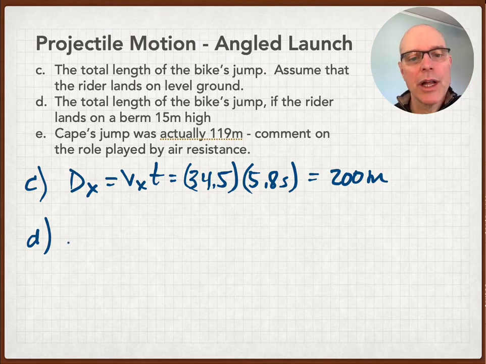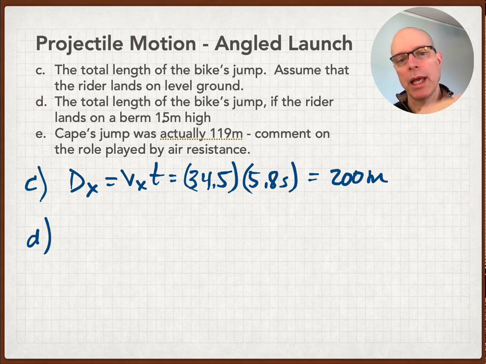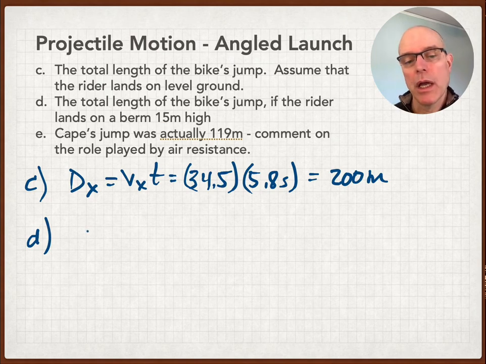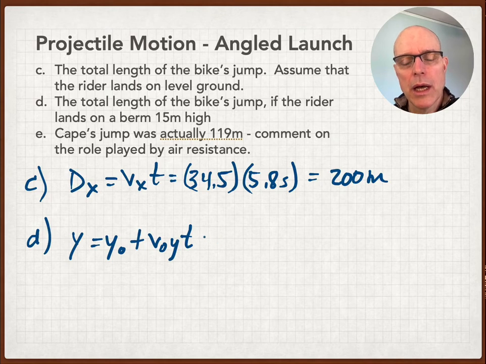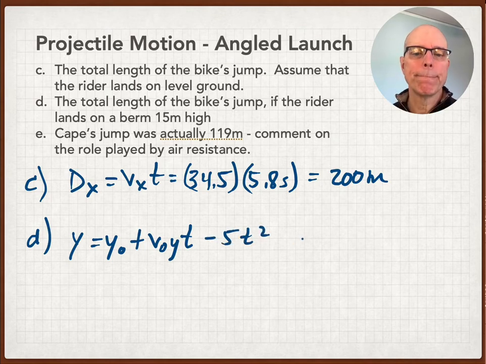So let's go ahead and check out D. A little more realistic version and a more complicated version is to say, what was the total length of his jump if he landed on a berm? That's what you saw him landing on, that big ramp, 15 meters high. So that's 45 feet in the air. Now to get this one, what I'm going to need to do is find the time. So I'm going to go and say y equals y0 plus v0y times t, and minus, let's simplify it now, minus 5t squared, okay?